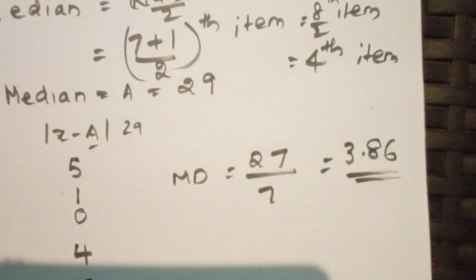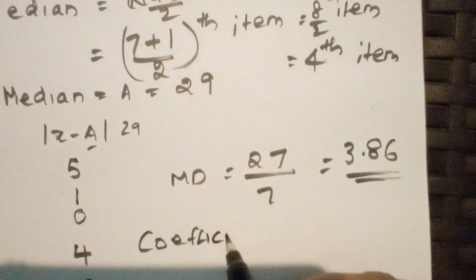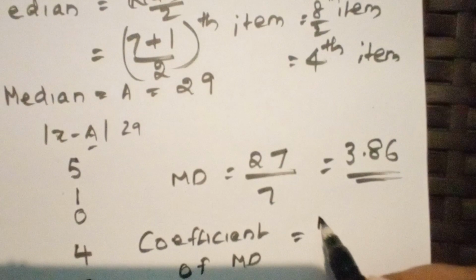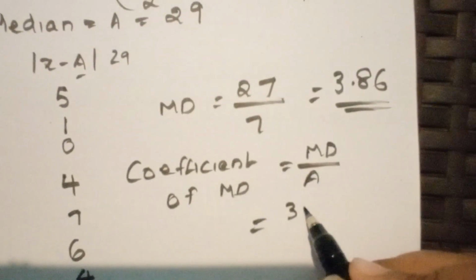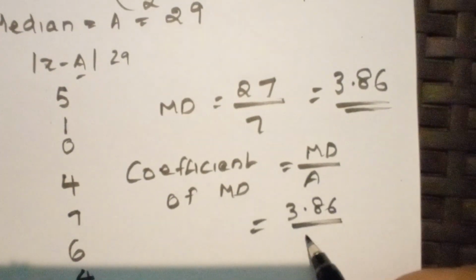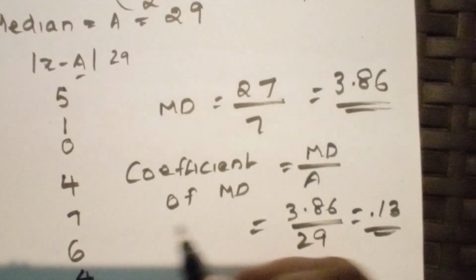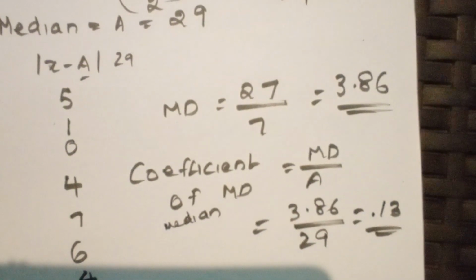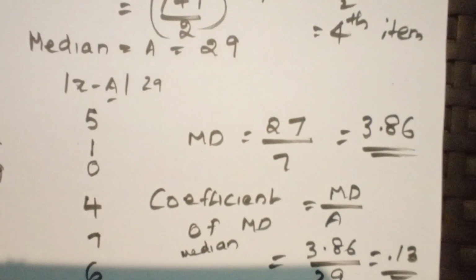Also here, if you want to calculate one more thing, that is coefficient of mean deviation, it is very simple. Mean deviation divided by A. So here mean deviation is 3.86 and A is 29. So 0.13. This is calculating mean deviation using median. Okay. So I hope it is clear. These are very simple. You just have to find the values and substitute them in the formula.